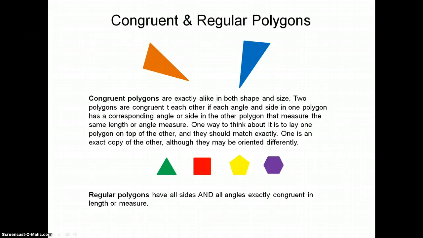Regular polygons have all their sides and all their angles exactly congruent in length or measure. A triangle that is regular, like this green one, would be equilateral and equiangular. The quadrilateral that's regular is a square because all of its angles are 90 degrees and each of its sides are the same length.